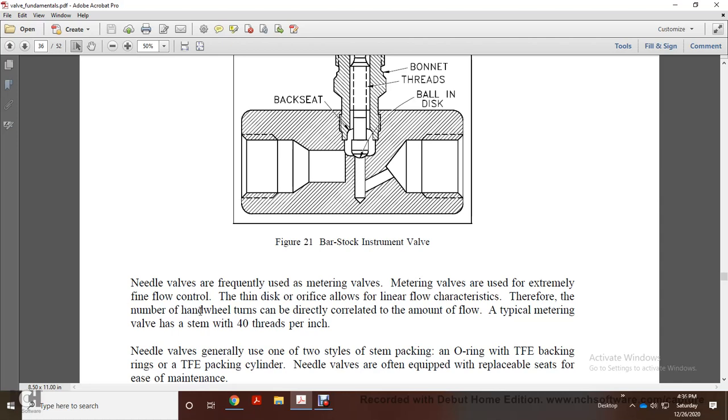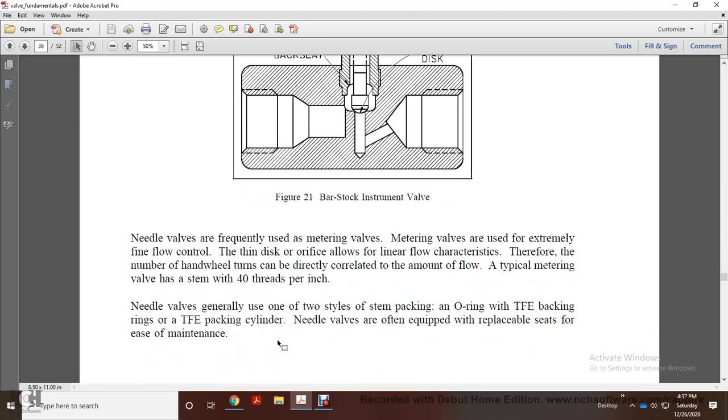A typical metering valve has a stem with about 30-40 threads per inch. New valves generally use one style with a stem packing O-ring with a Teflon backing, rings, and a Teflon packing cylinder. Needle valves are often equipped with replaceable seats for ease of maintenance.